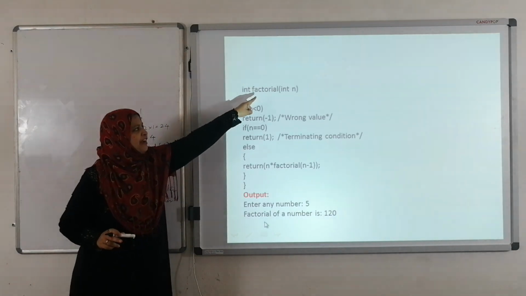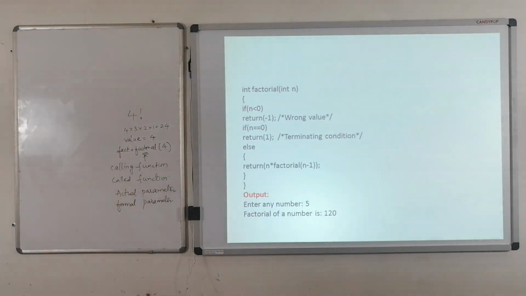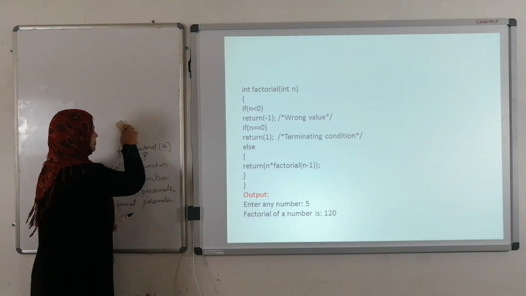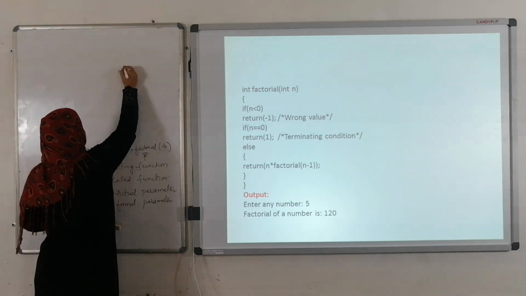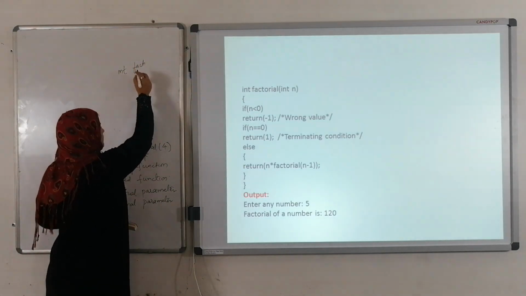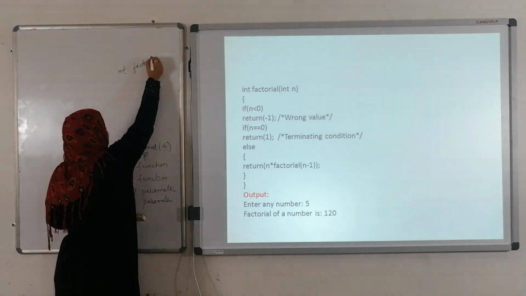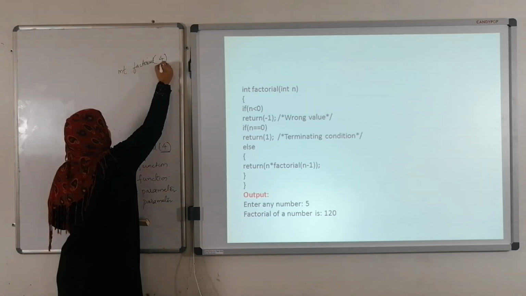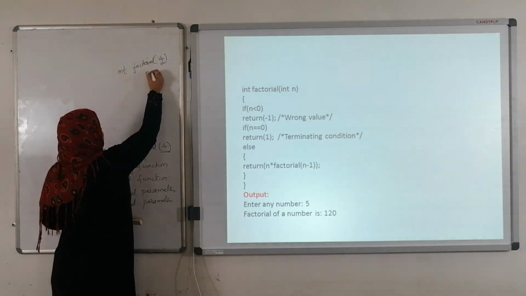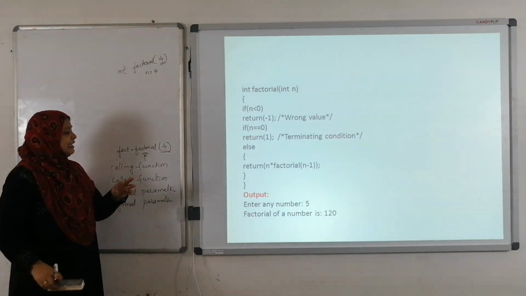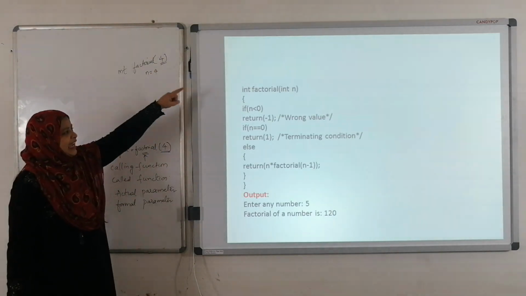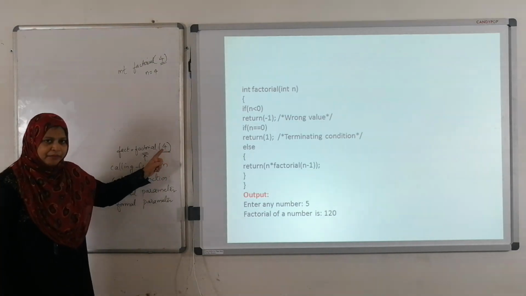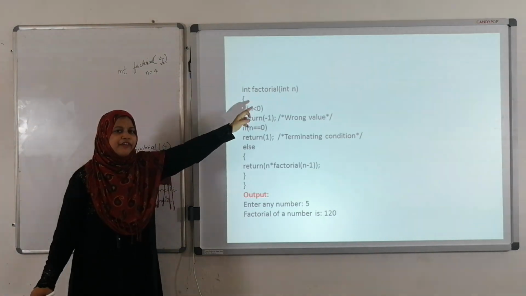See here, int factorial. Here we are calling this function, int factorial, and we are passing which value? The value 4. So here n equals 4. We are transferring the value 4 to n. Now this value is known as the actual parameter. This n is known as the formal parameter.